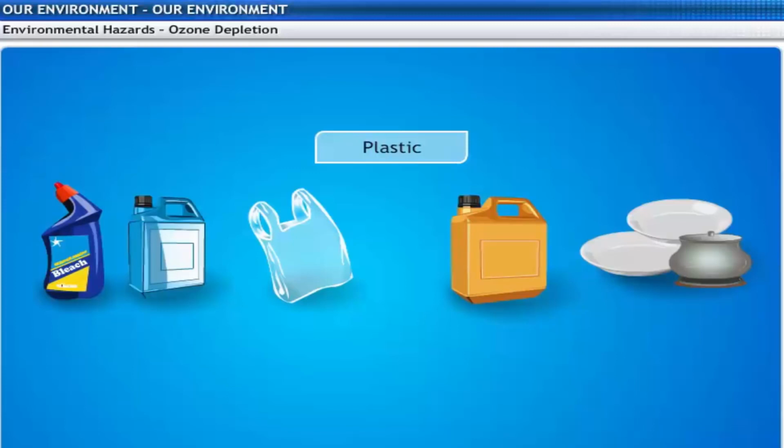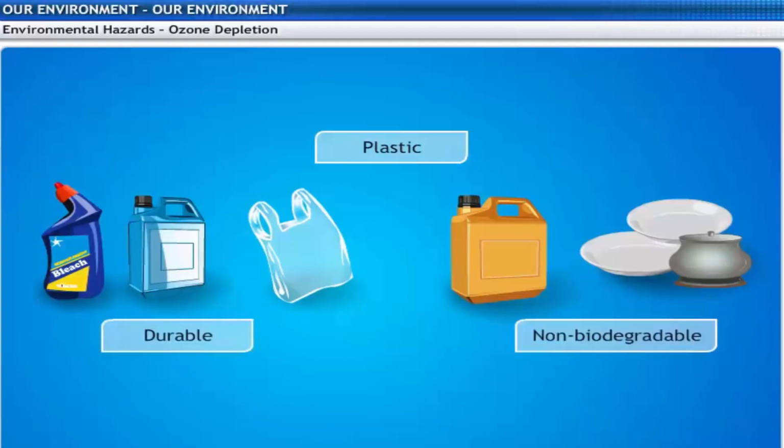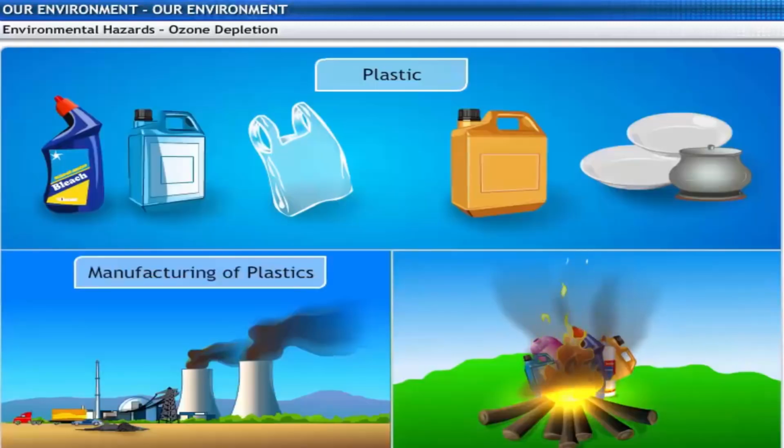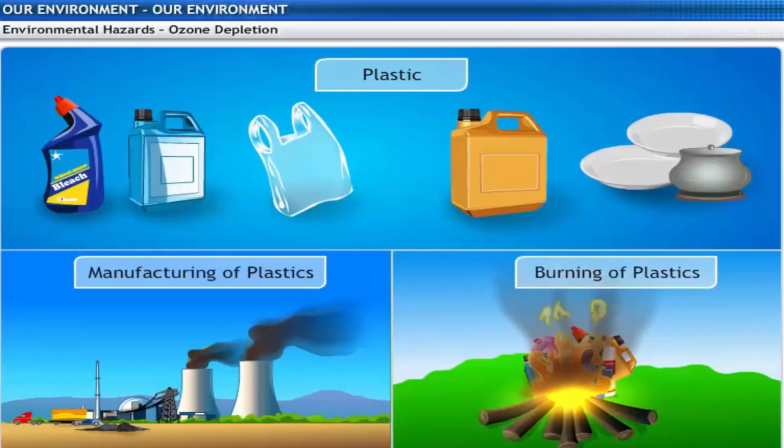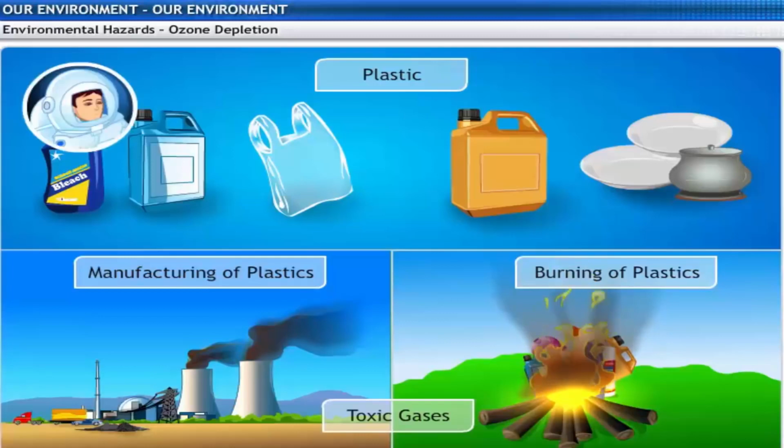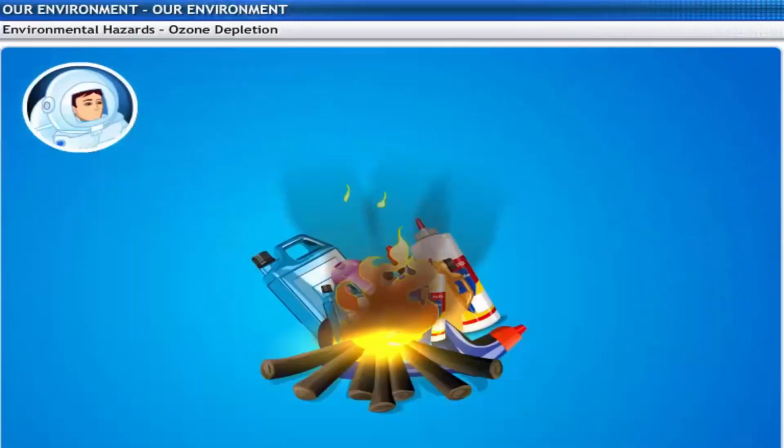Though pure plastics have generally low toxicity and would pass through the digestive system without much ill effects, they are durable and non-biodegradable. But the manufacturing and burning of plastics can release toxic gases. Oh, I see. So plastics stay in the Earth's crust for a long time. But why are they not biodegradable?